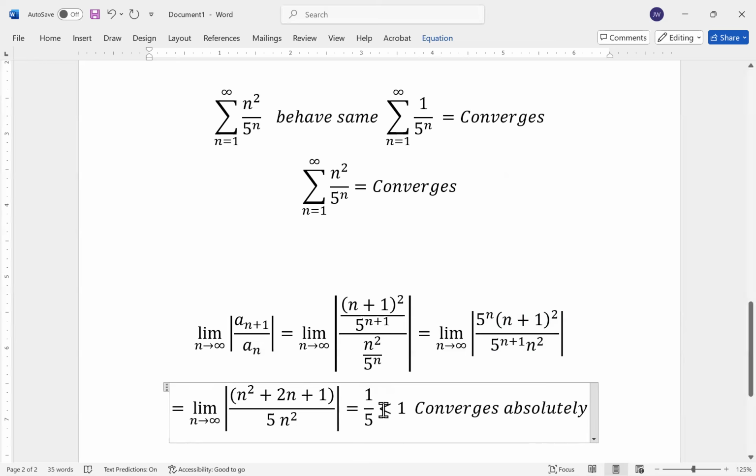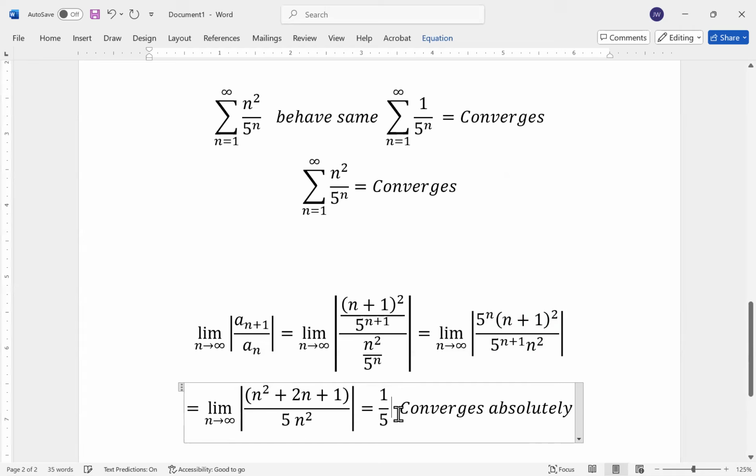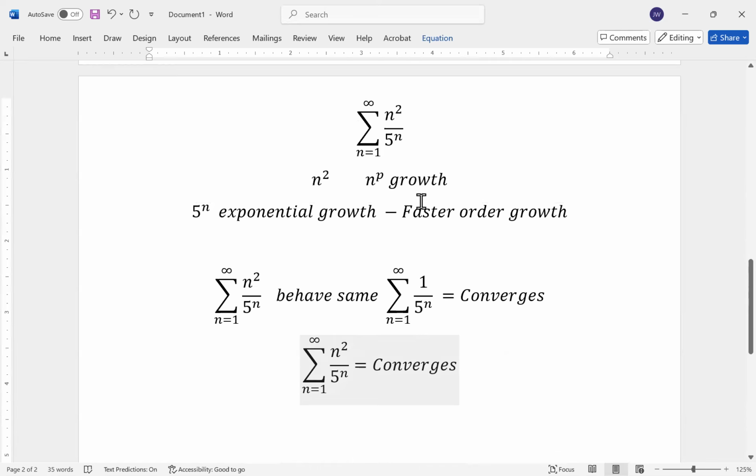So if you had to calculate that limit, you absolutely could, and that tells us that our series converges absolutely. I like the informal way of talking about this a lot more than the limit calculation. So that's what I do. I say, what's the fastest growth here? The fastest order of growth is going to overpower everything else.